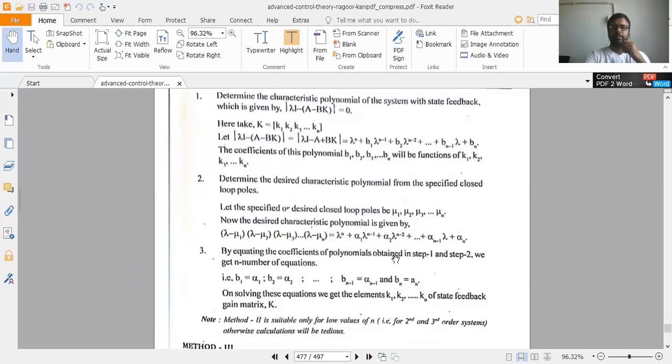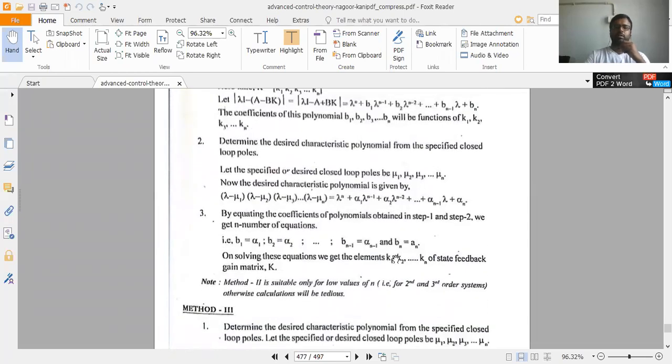In this one, a special note is given. This method is used for lower-order characteristic equations. That means if the system is second order or third order, we can choose this method.